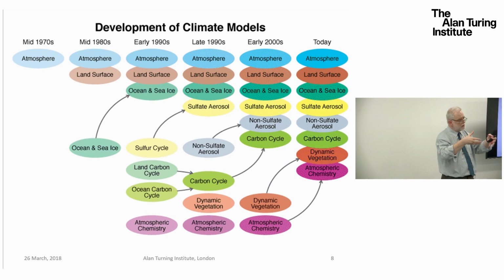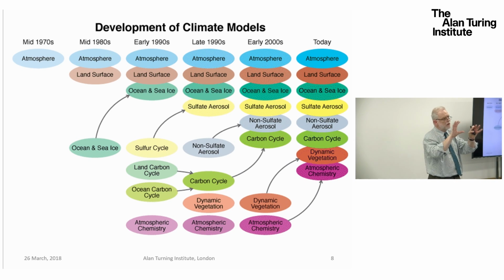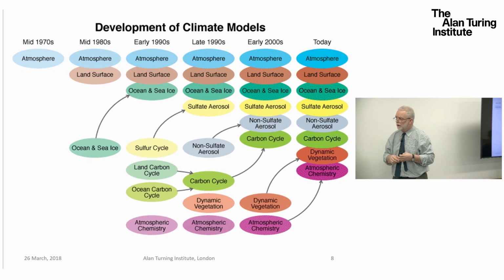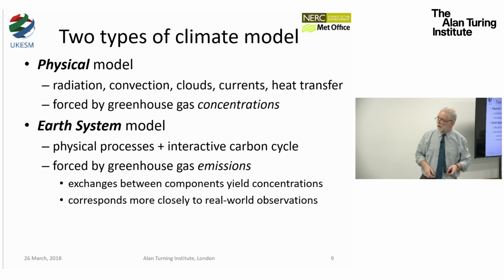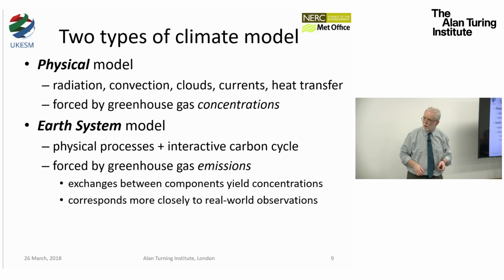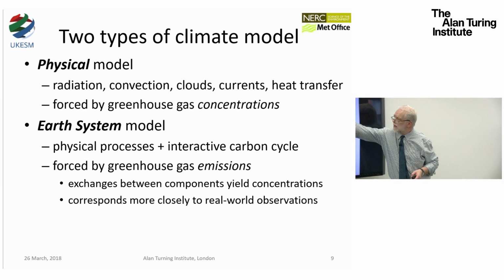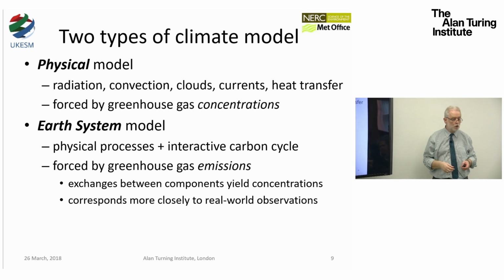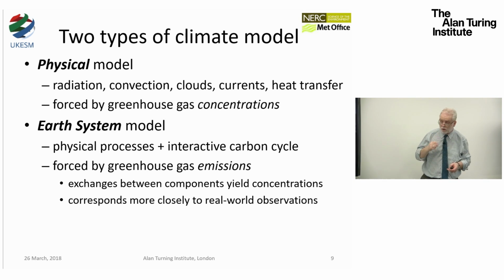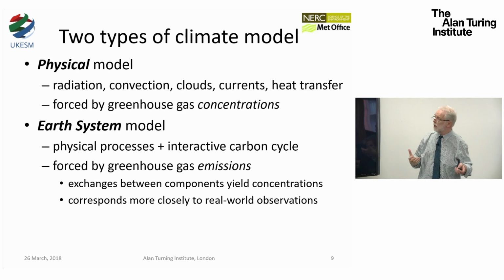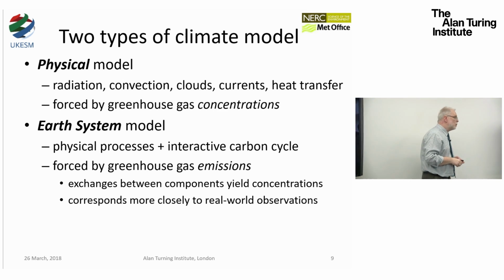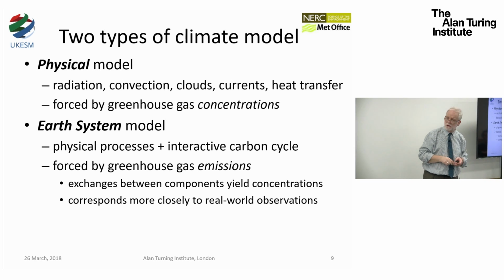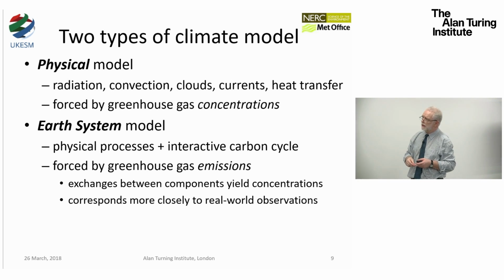We're trying to put more processes in, perhaps, to investigate scientific questions that are of interest to us in the way in which we're building the model as well. So that leads us to make a distinction between what I'd call a physical model, where there's a limited set of, if you like, essential processes that are accounted for in the model: radiation, convection, clouds, currents, heat transfer, and these are forced by greenhouse gas concentrations. So this is called a physical model, where physical processes are placed.